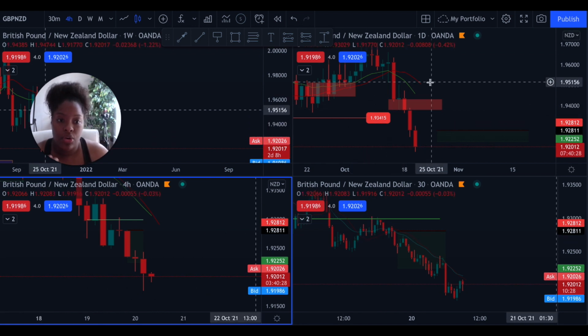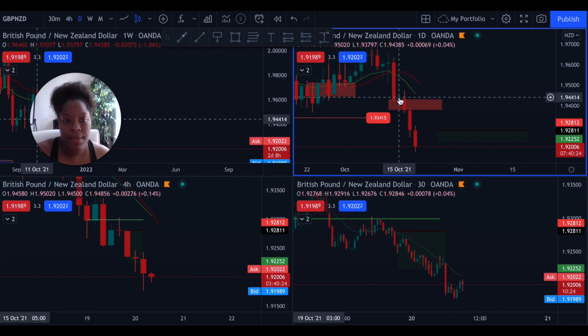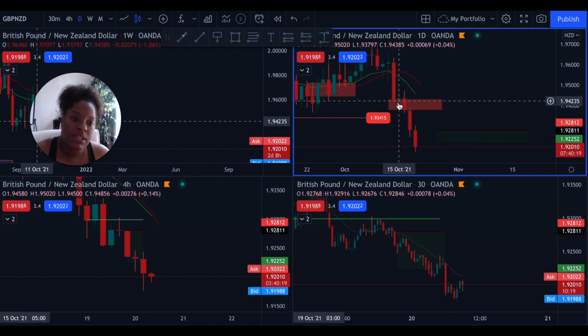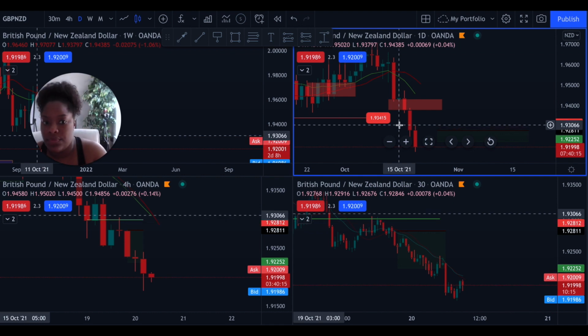So if I correlate it, I can say, okay, well, New Zealand dollar was having bullish momentum, but look at pound New Zealand. She went down, down. So yesterday I was noticing, okay, she's pushing down really nicely. Let's see how this looks on a 4-hour time frame.